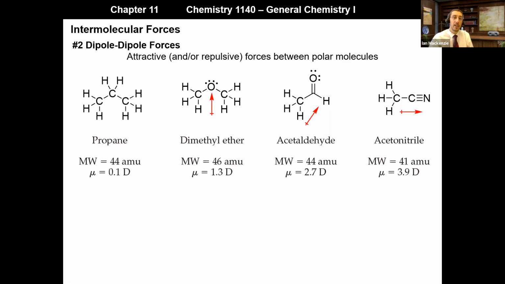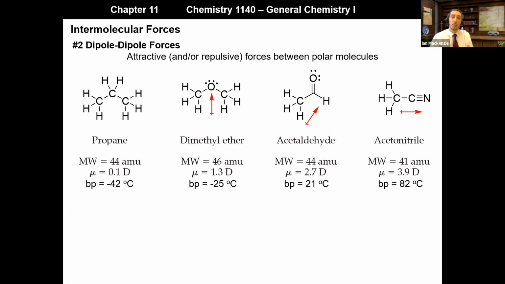And what we'll see here is these are all approximately the same molecular weight. And I highlight that just because when we talk about dispersion forces, we'll note that molecular weight affects that intermolecular force. But here, we would say that they're all approximately the same molecular weight. Now, their dipole moment increases from a very, very small dipole moment of 0.1 all the way up to 3.9. These are units of Debye. It's a common unit for dipole moment. And so we can see acetonitrile has the greatest net dipole.